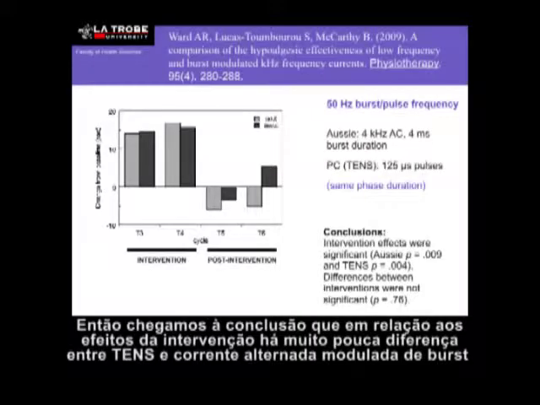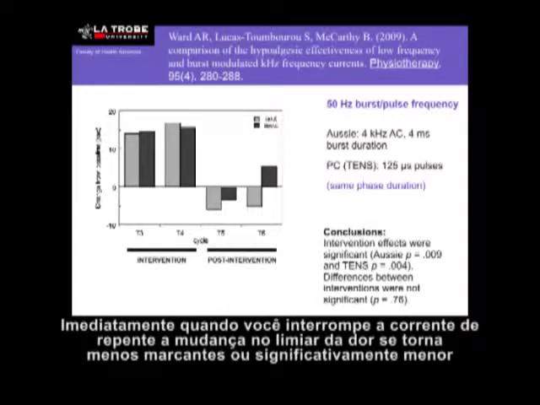So what we came up with was the conclusion that, as far as the intervention effects were concerned, there was very little difference between TENS and burst modulated alternating current. And again, as soon as you stop the current, the change in the pain threshold became much less marked, if significant at all.